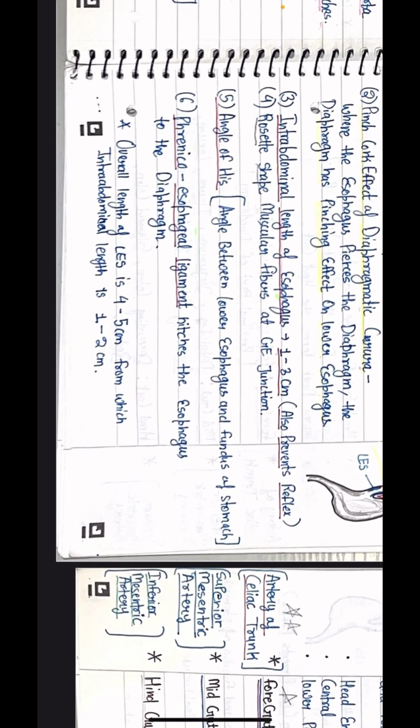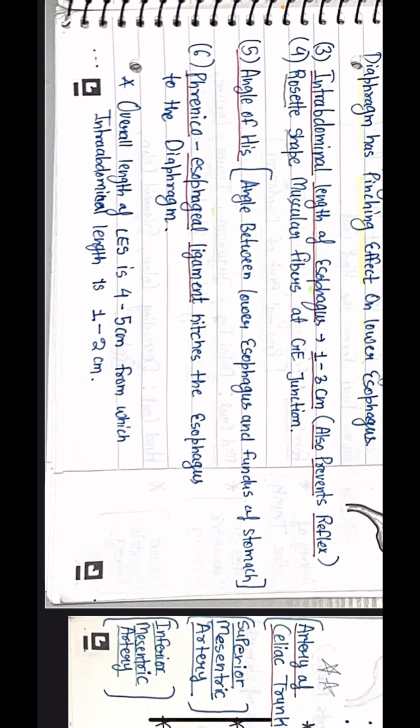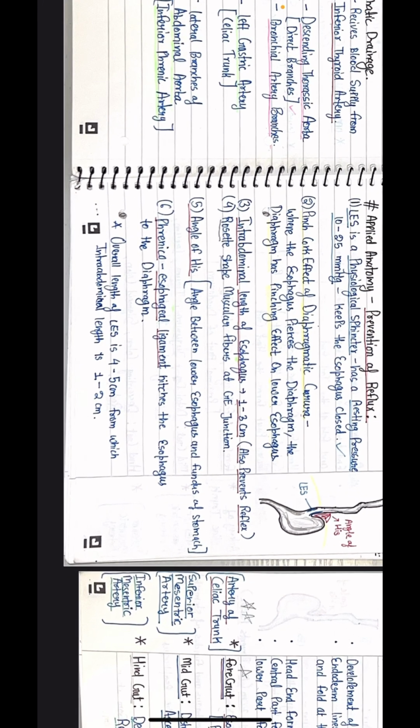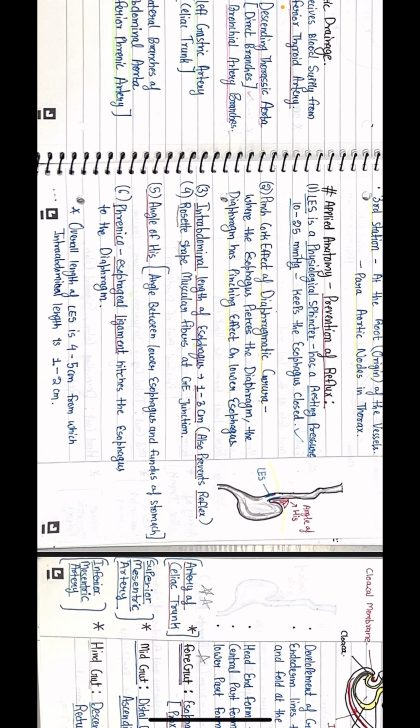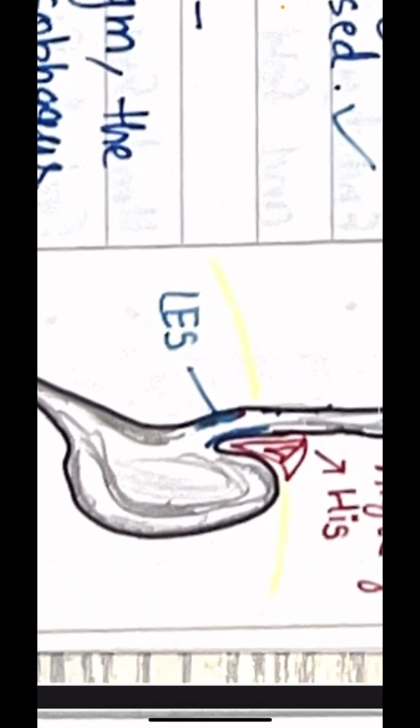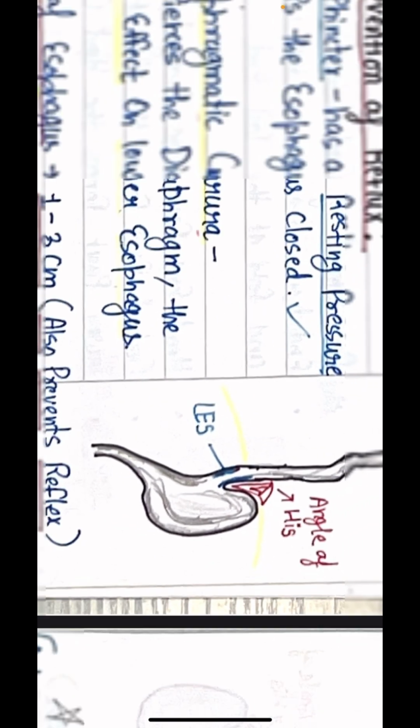So what is the overall length of the lower esophageal sphincter? Remember, anything from these things can be a question in the exam, that's why we are focusing on deep study. The total length of the lower esophageal sphincter is considered some 4 to 5 centimeters. You can measure it right now with your fingers so that you will remember it exactly. And the intra-abdominal length is considered some 1 to 2 centimeters. So under the diaphragm, this is the lower esophageal sphincter, the intra-abdominal portion. And how much will this be?